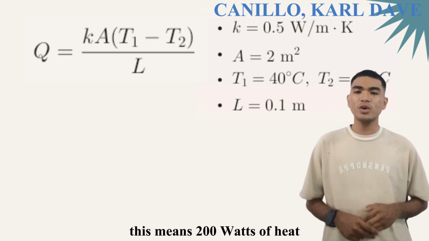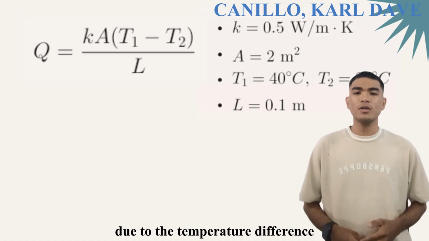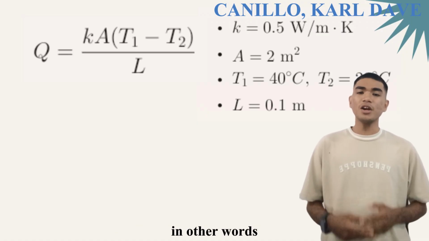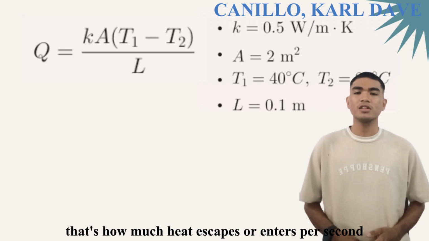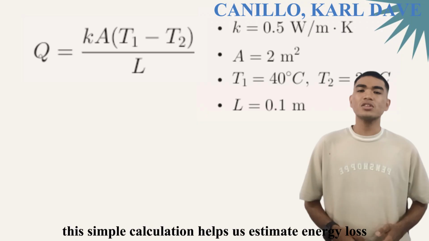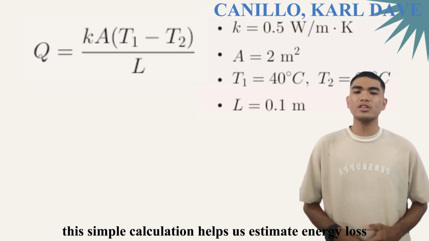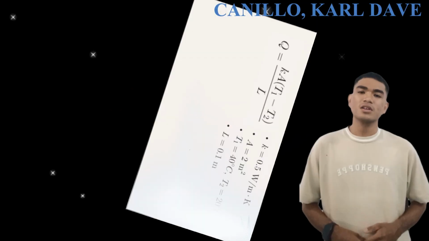This means 200 watts of heat energy flow through the wall every second due to the temperature difference. In other words, that's how much heat escapes or enters per second, depending on which side is hotter. This simple calculation helps us estimate energy loss and design better insulation for homes, buildings, and machines.